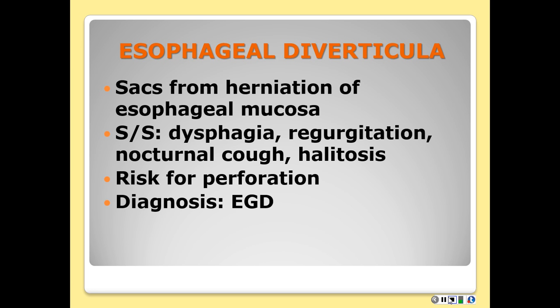Esophageal diverticula are little sacs that herniate in the esophageal mucosa. Are you noticing a lot of the same signs and symptoms? Dysphagia, regurgitation, a lot of coughing and halitosis, because food and liquids get caught in those little pouches. That's where some of that coughing and halitosis comes from, because it just gets kind of stagnant in there. Your patient always has a risk for perforation. Anytime a patient has any kind of diverticula, they have a risk for perforation.